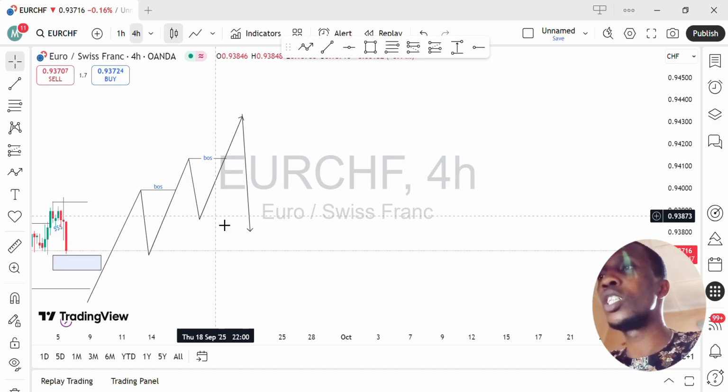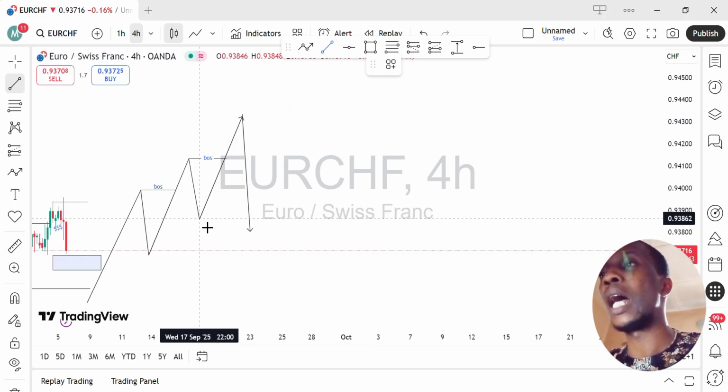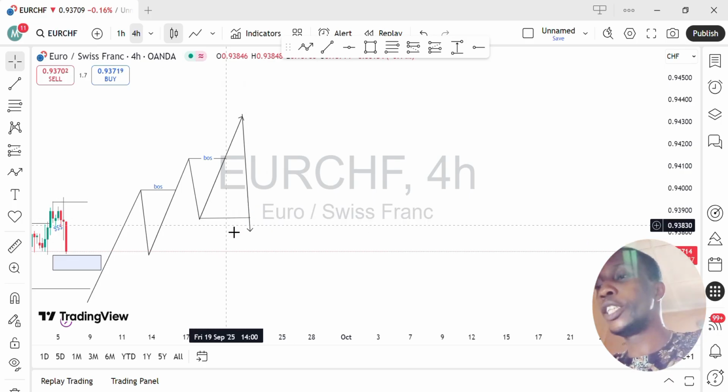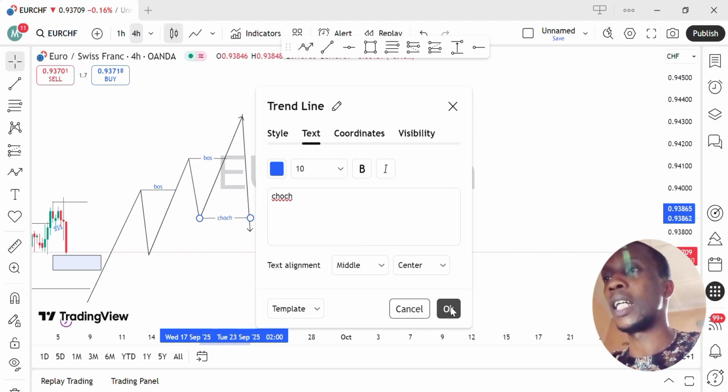So like I've said, this low right here that's supposed to be protected, price came and broke below it, closing below it with a body candle. This gives it a what? A change of character. This gives it a change of character.